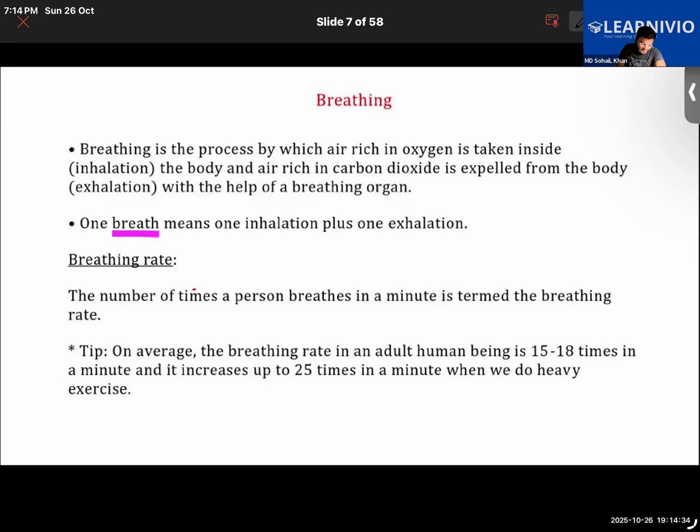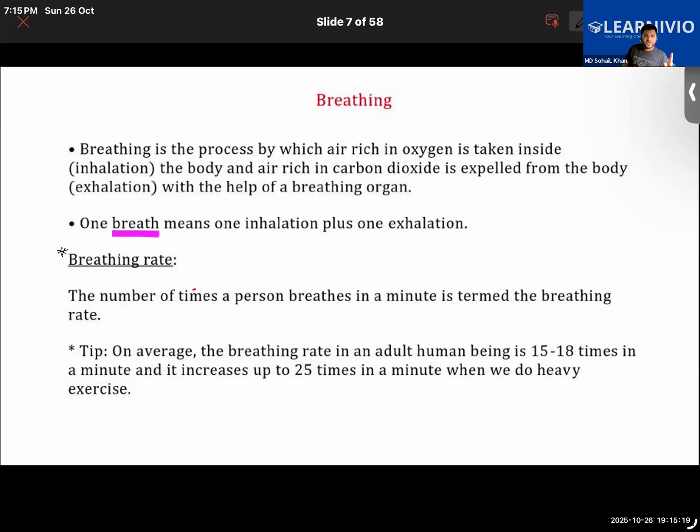Good. Then what is breathing rate? Breathing rate means the number of times a person breathes in a minute. In adult human beings it ranges somewhere between 15 to 18 times in a minute. On average, for a healthy human with no heart or lung related problems, the breathing rate will be between 15 to 18 times in a minute. That will increase up to 25 if you do some heavy workout. Getting it? Okay. The breathing rate also varies on the basis of age.